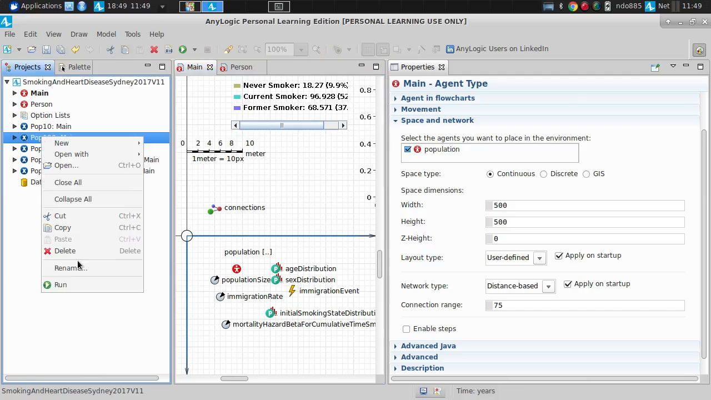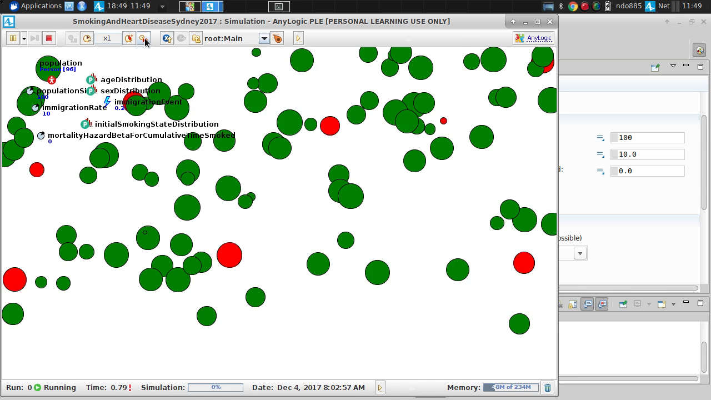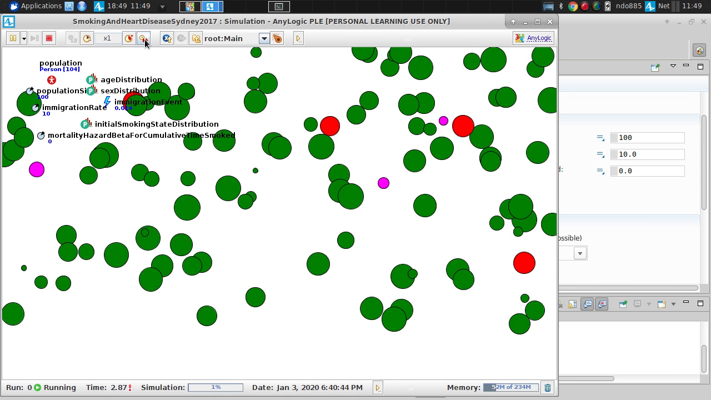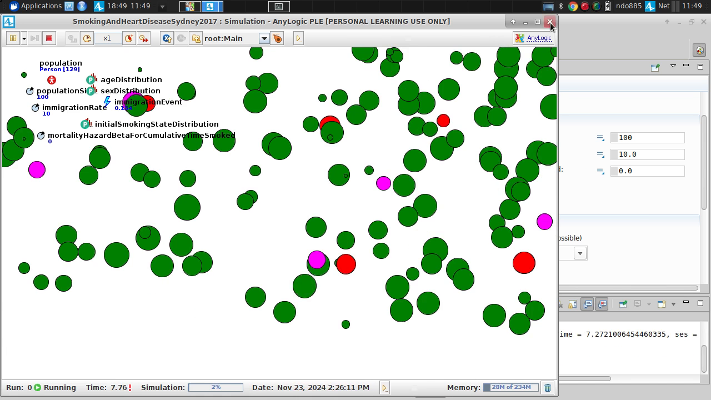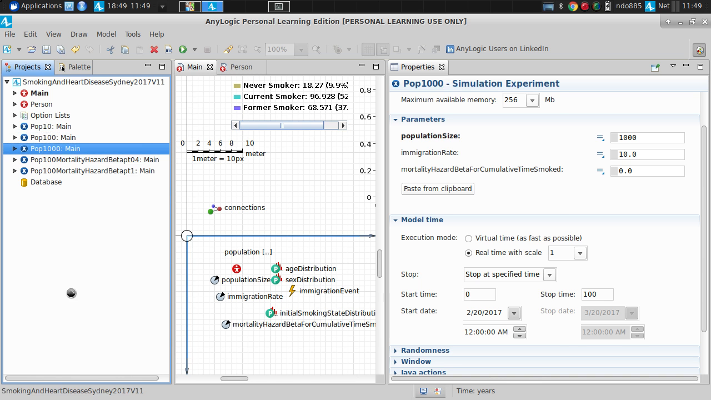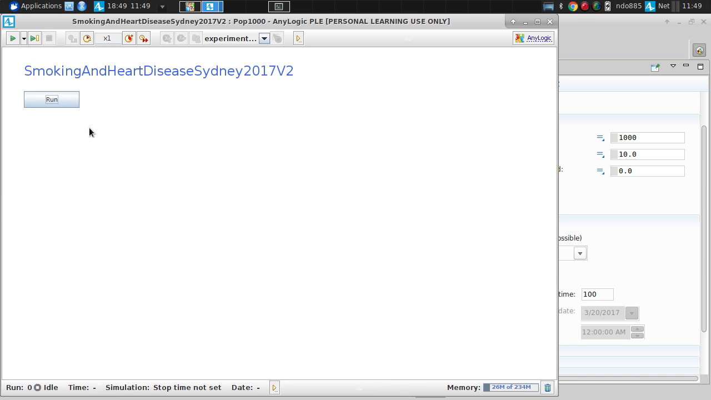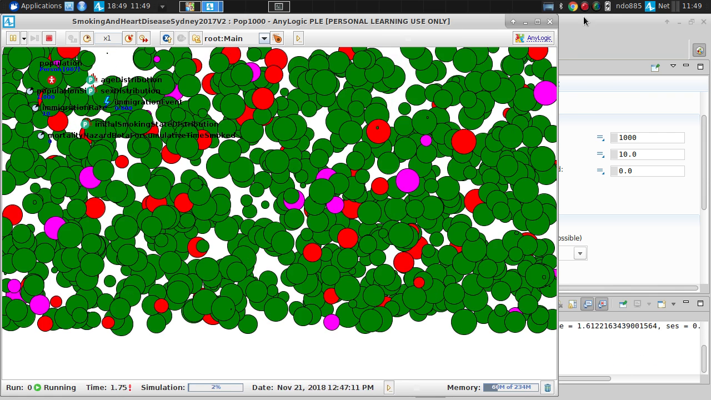Let's run it with a smaller population, and then with a larger one. With a smaller population, we don't see much. You might think, well, I don't see a network there. Let's run it with 1,000. Hypothesis: maybe the network isn't shown because people aren't close enough together. With 1,000, people are packed, but still no network.